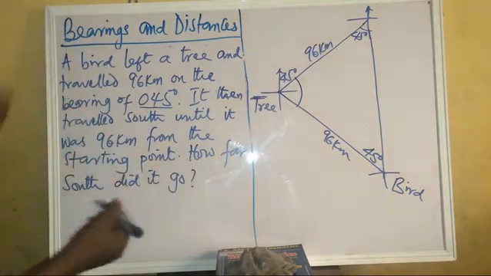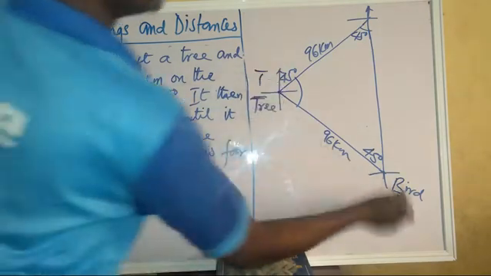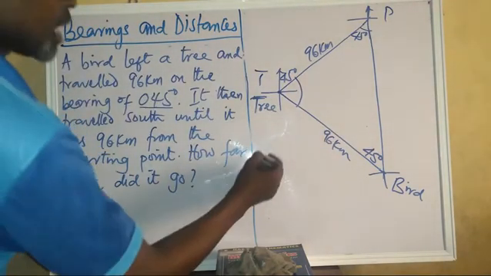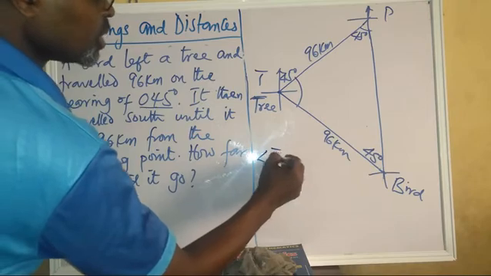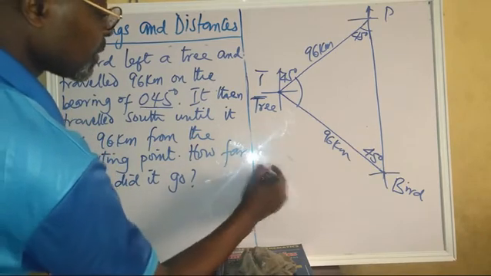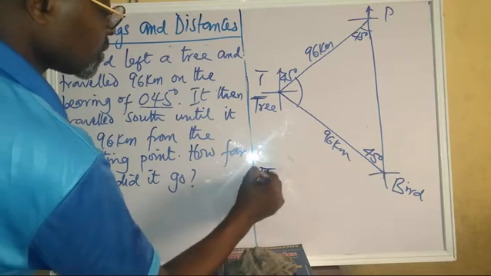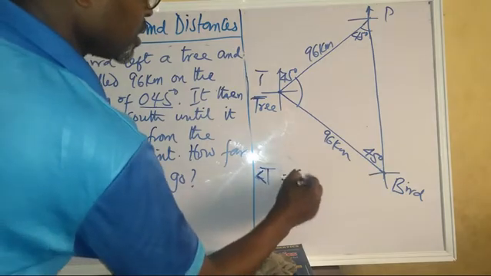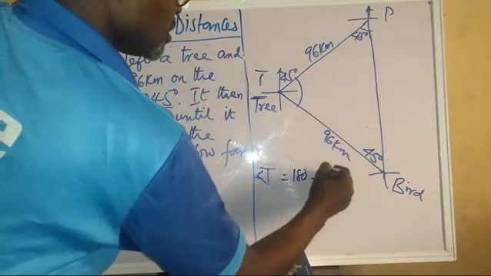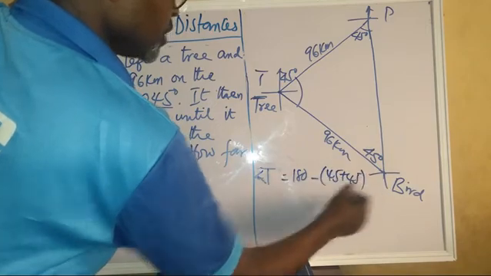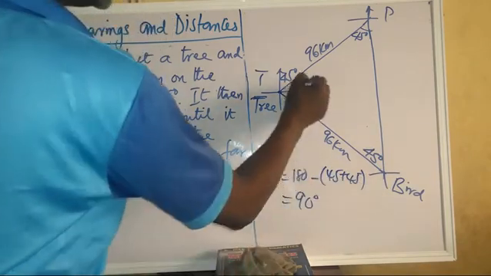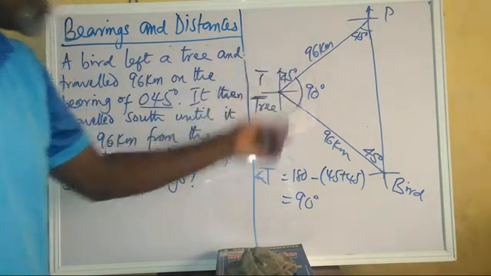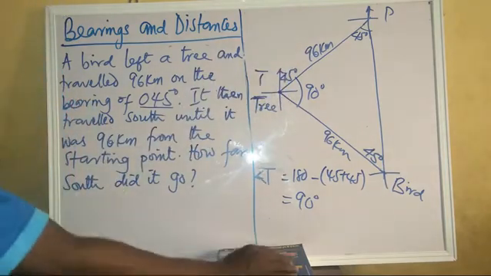How do we now find the third angle? Maybe we should label these points T, B, and P. To calculate angle T, angle T will be 180 minus the sum of this one, 45 plus 45. If you do this, that should be 90 degrees. This angle is 90 degrees. So if this one is 90 degrees, then it means we are dealing with a right-angled triangle.